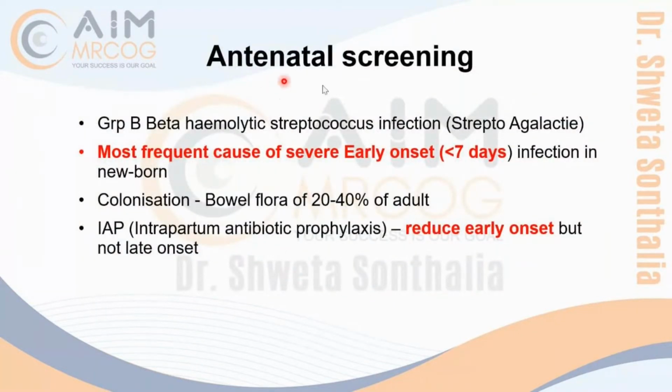So antenatal screening: group B beta hemolytic streptococcus, also known as GBS, also known as Streptococcus agalactiae. This is important to remember, the other name of this infection, because sometimes you will get confused. GBS you always remember, but sometimes you don't know this other name and they will give you the option Streptococcus agalactiae. So you should remember that the synonym of GBS is agalactiae.